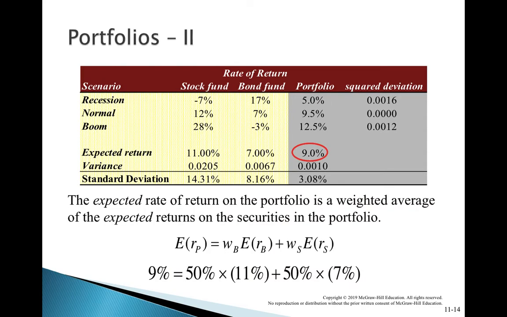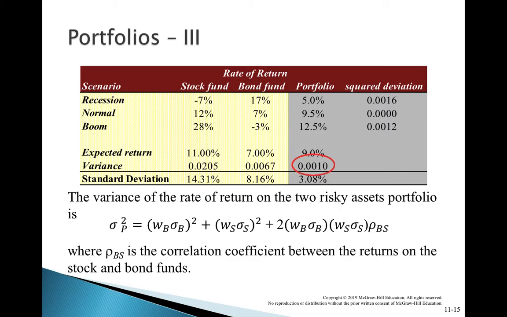Now we will calculate the expected return of the portfolio. Expected return of the portfolio is equal to weight of bond fund multiplied by expected return of bond fund plus weight of stock fund multiplied by expected return of the stock fund. How to do that? Weight of bond fund is 50% multiplied by expected return of bond fund, 11%, plus weight of stock fund is 50% multiplied by expected return of stock fund, 7%, will give you 9%. This is the way we calculated the expected return of the portfolio.